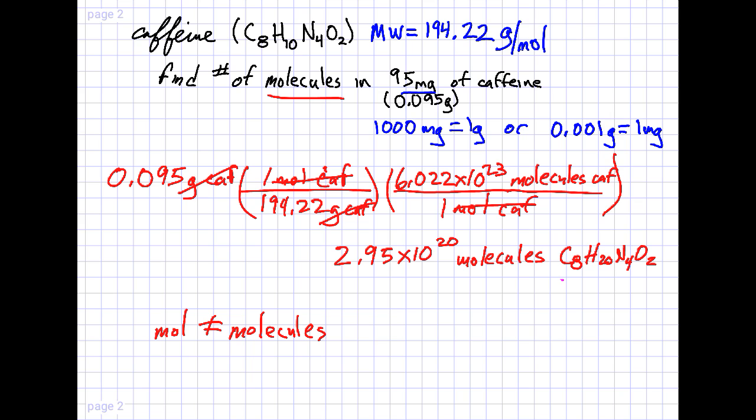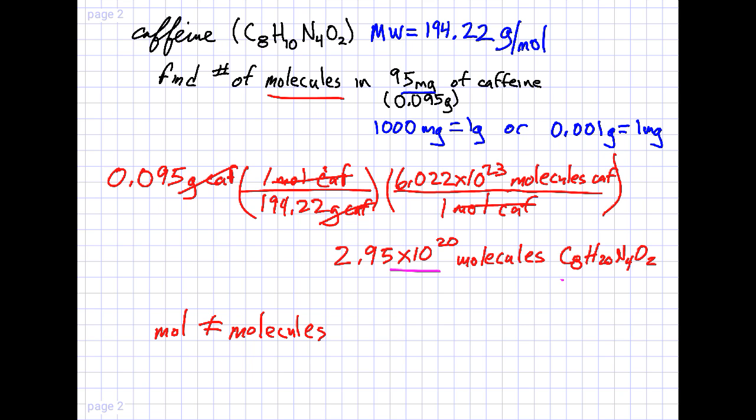So you have to make sure that you include that factor of times 10 to the whatever power it is. You have to include the order of magnitude, because if you think about this, if we just wrote down 2.95 molecules of caffeine, well, you can't have a fraction of a molecule. It must be an integer. All right, so now that we've gone from mass to molecules, let's try going the other way.